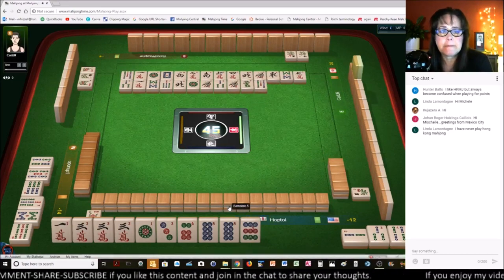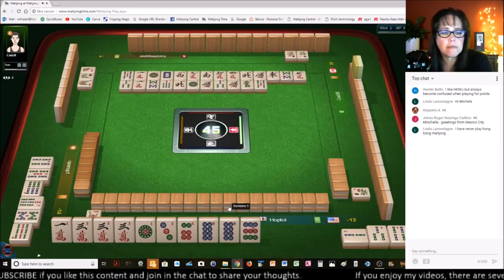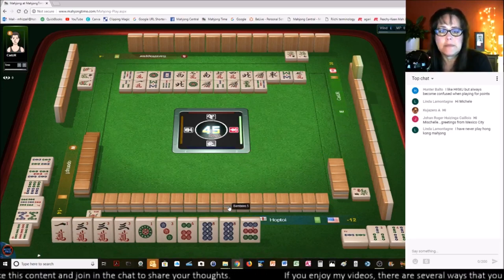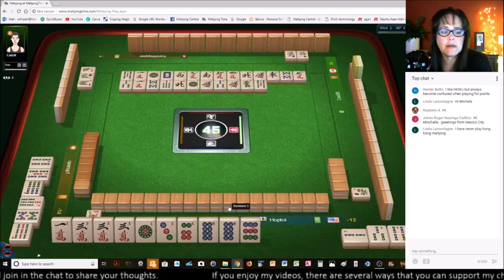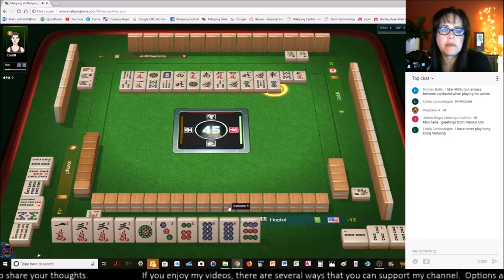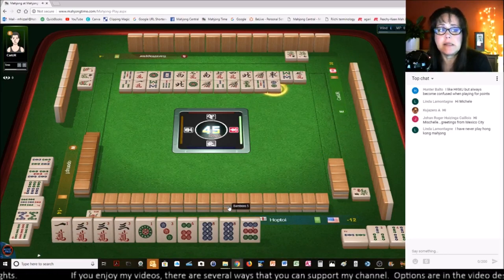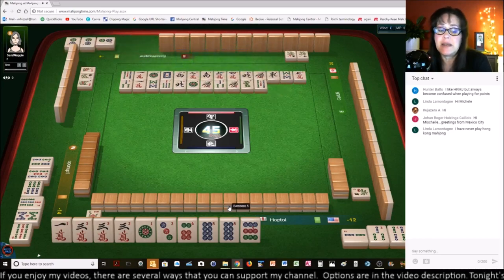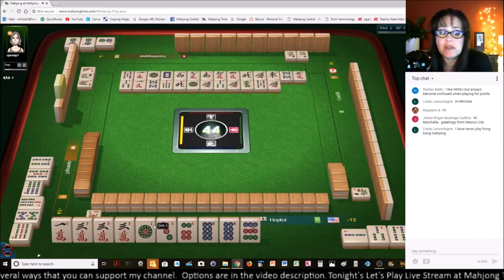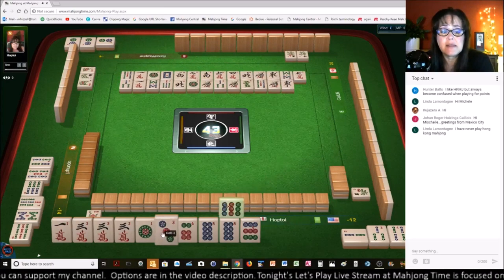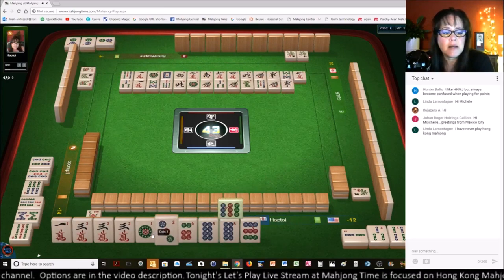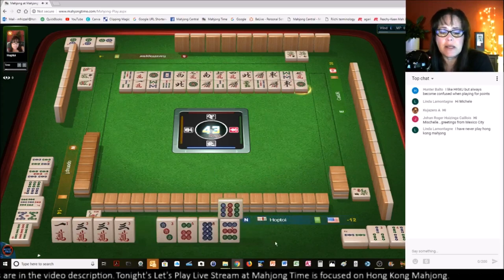5 bamboos. 2 dots. Yep, that's what we need. I hope no one pungs it. If they pung it, okay. So now that one means there's only one more 2 for this 1, 2, 3. So this is going to be pretty ruthless.